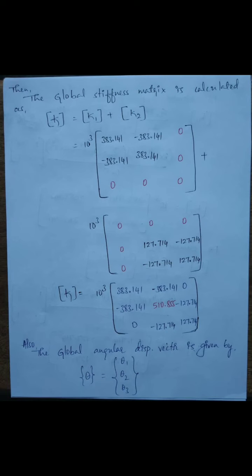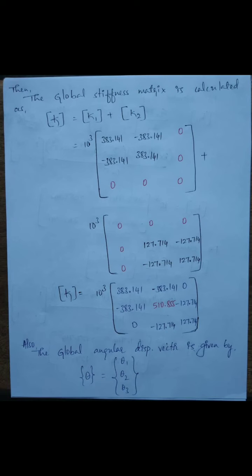Thus, increasing the order of k1 and k2 from 2 cross 2 to 3 cross 3 by introducing zeros along respective rows and columns depending upon the presence and absence of nodes in a particular element, we are going to write down the modified matrix value for k1 and k2 as shown in this particular sheet.